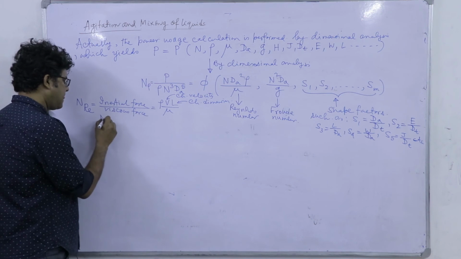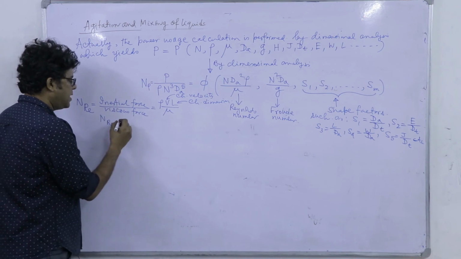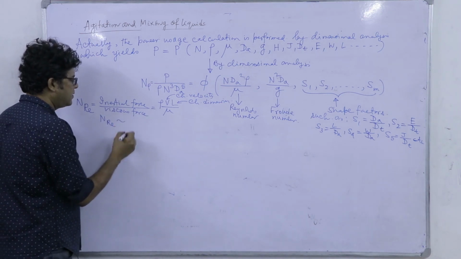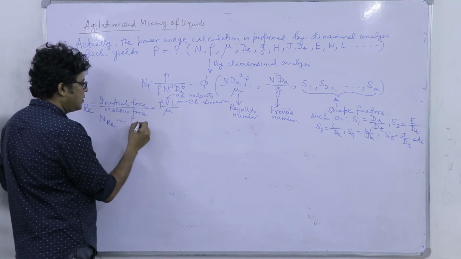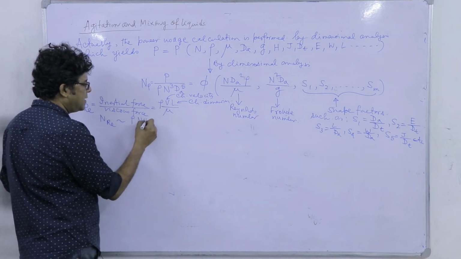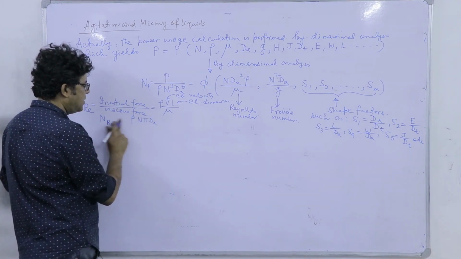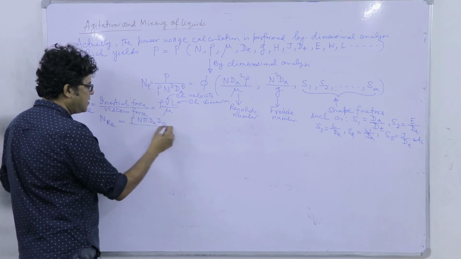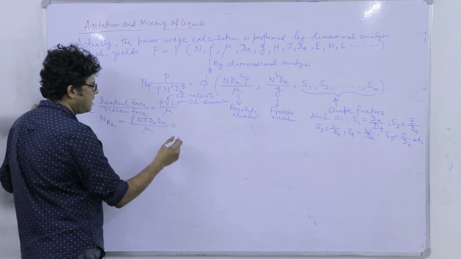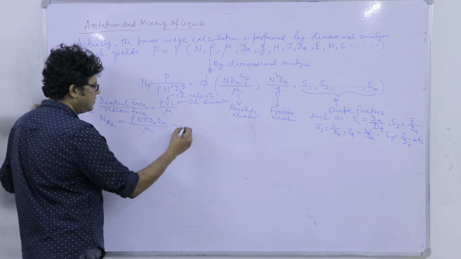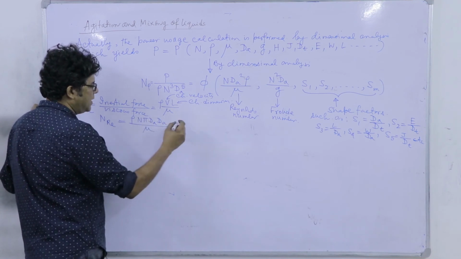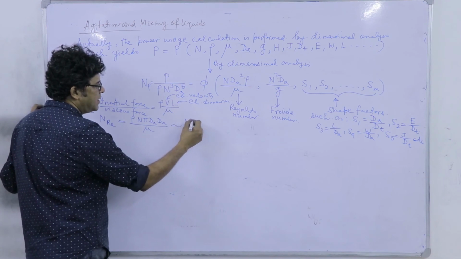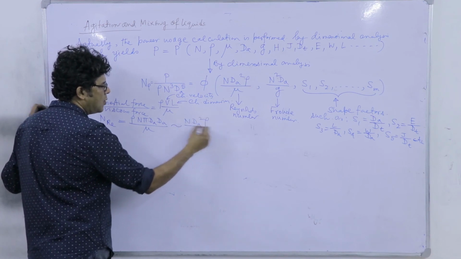Here NRE is rho, v is pi and dA, into dA, the characteristic dimension, divided by mu. So if we drop this pi, it will be n into dA square rho by mu.